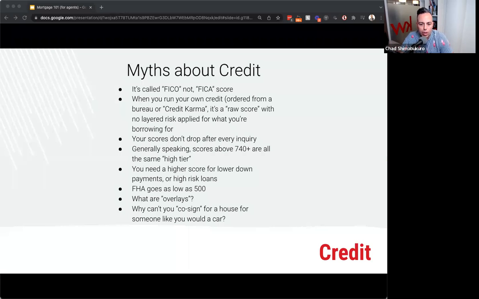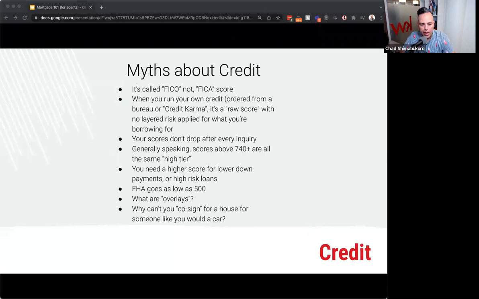Your scores don't drop after every inquiry. That's kind of a thought process. There are 3 bureaus that pull your credit, and what lenders will do is use what's called a merged score, and they'll take your middle score. Your middle score is not an average of all 3. It's literally the middle. So if one score is 800, another one is 840, and the other one is 600, I know that's a wide range, it wouldn't happen like that, they would take the middle one. They're not averaging them out.